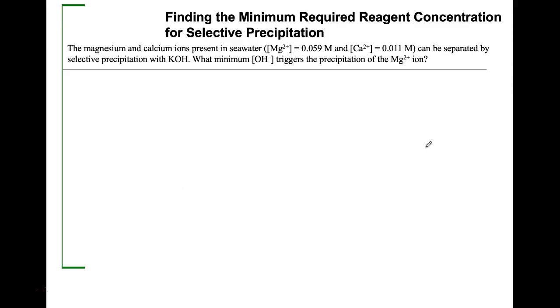So here's my example up here. Now this is talking about seawater. So here's the magnesium ion concentration, and here's the calcium ion concentration here. In this example, they're adding potassium hydroxide, which will give us the hydroxide that we need. They want to know what's the minimum amount of hydroxide that will cause the precipitation of the magnesium.